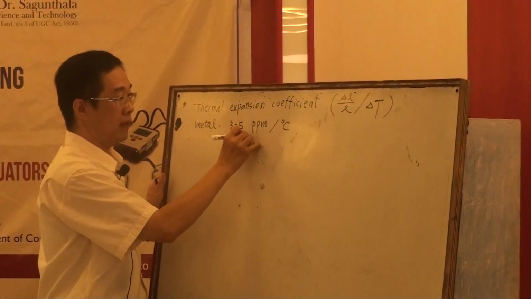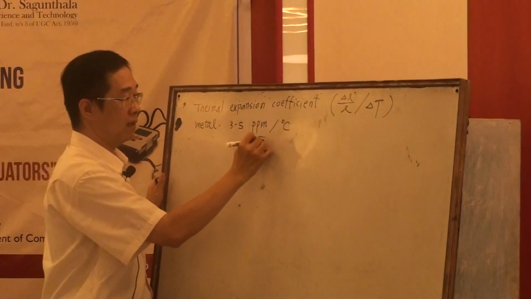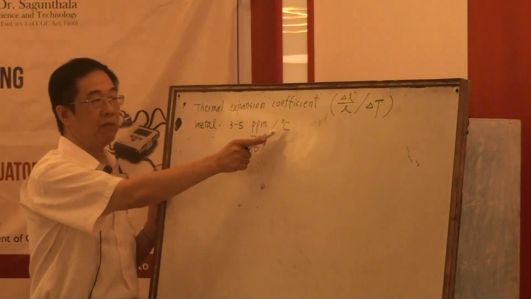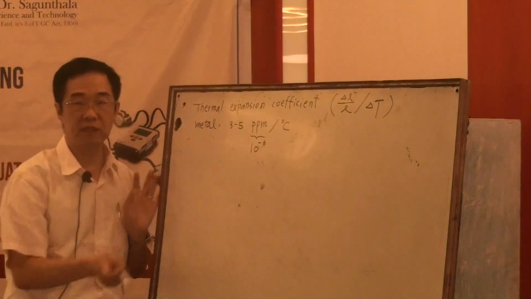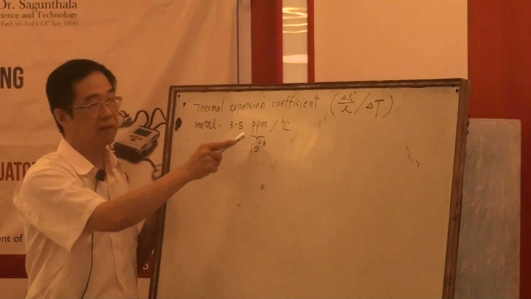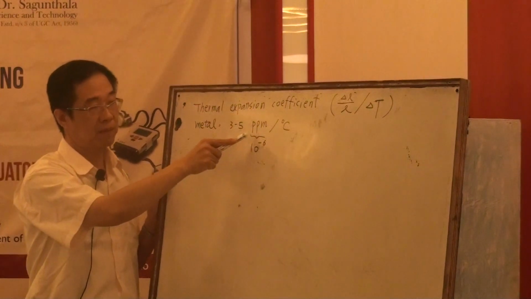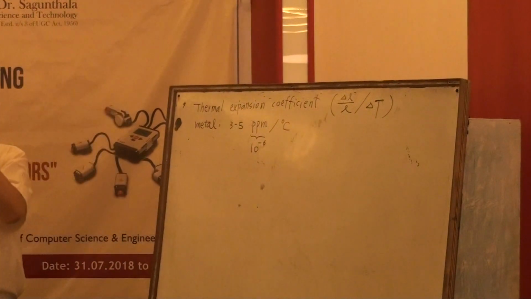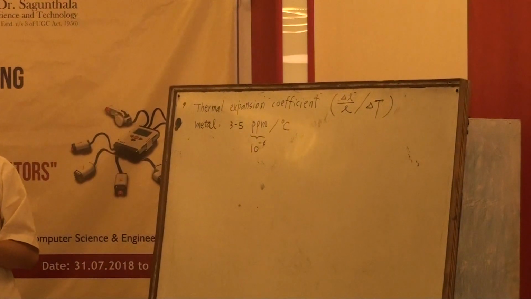And we can tell you ppm. ppm is 10 to the minus 6. So it means that for metal, when you increase 1 degree, your total length only changes by 3 to 5 multiplied by 10 to the minus 6. Almost no displacement.